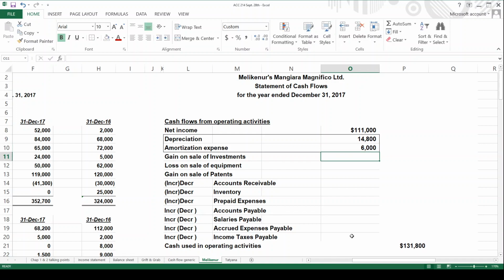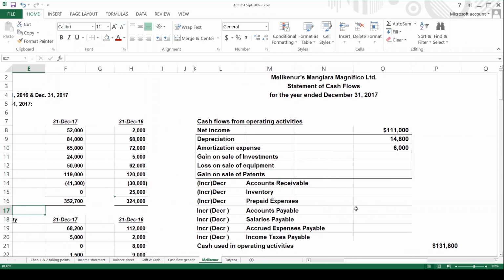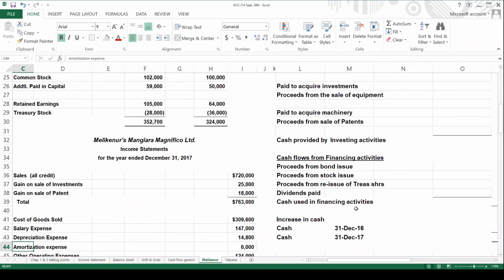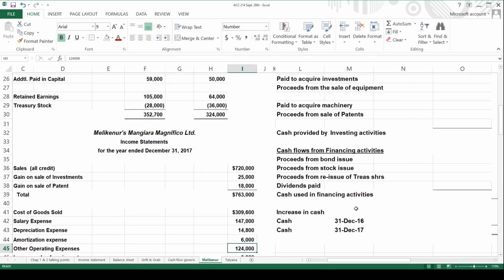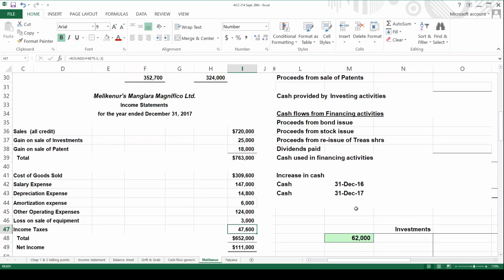Okay. Then we have non-operating gains and losses. So you're going to deduct the gains and add the losses. Where are we going to find these gains and losses? We're going to find them on the income statement. So what do we have? We have two gains, one on investments and one on patents. And then we have one loss. I should have pulled the plug on that, right? When we have one loss of $3,000 on the sale of equipment.